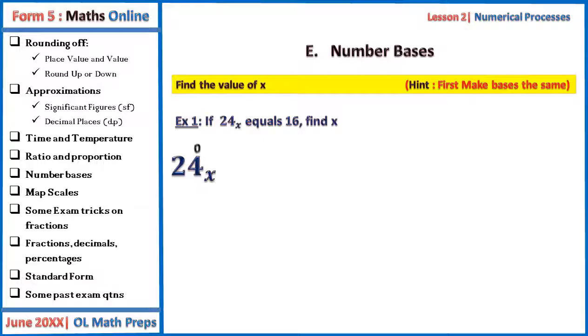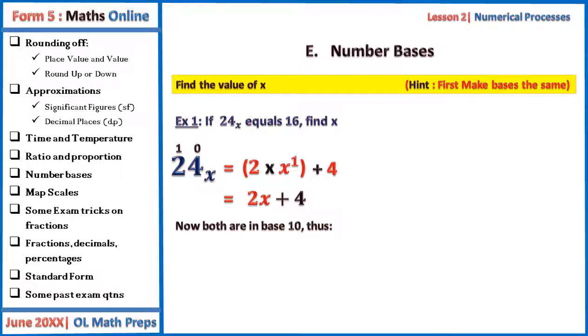So 24 base x to base 10 will give us 2 times x to the power 1 plus 4 times x to the power 0, or just plus 4. This will give us 2x plus 4. Now that the bases are the same, this number is now in base 10. You can now equate. So 2x plus 4 is equal to 16. 2x will be equal to 12 when you subtract 4 from both sides, and x will be equal to 6 when you divide both sides by 2.